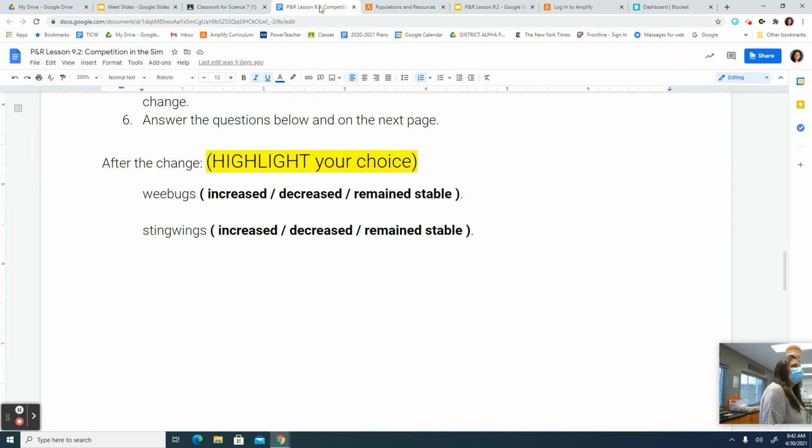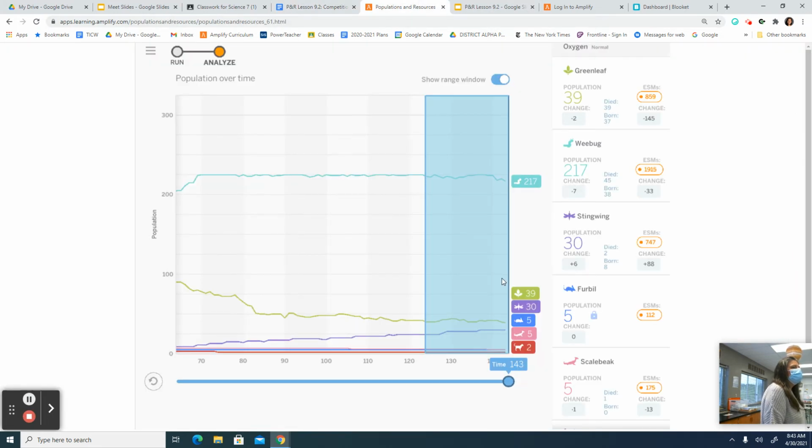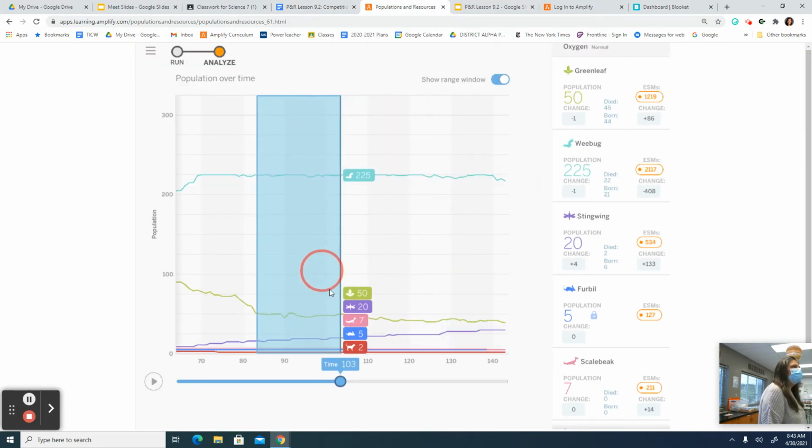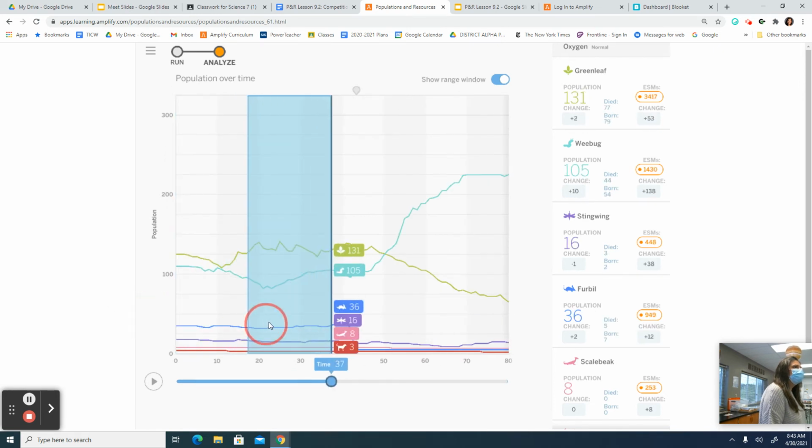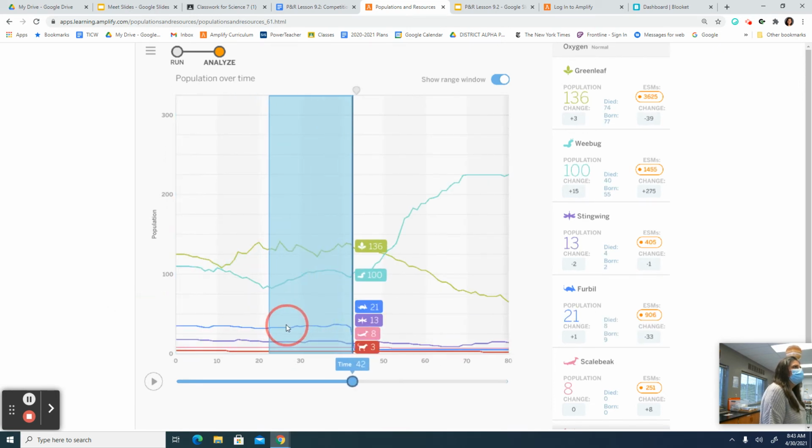So if I go back to my document, my wee bugs, they probably shouldn't have decreased though. Should they have? My wee bugs should have went up. Let's go back here. Let's do it this way. They did go up. All right.